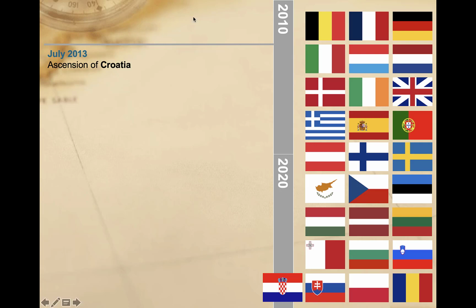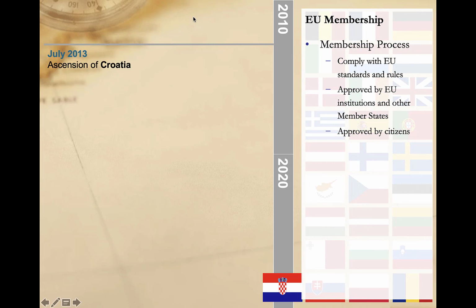And just what are those requirements? Put simply, candidate members must comply with all EU standards and rules, they must have the consent of the EU institutions and member states to join, and their membership must be approved by the citizens, either through approval by the national parliament or by popular referendum. To be eligible for membership, countries must meet the so-called Copenhagen criteria outlined by the European Council in 1993.